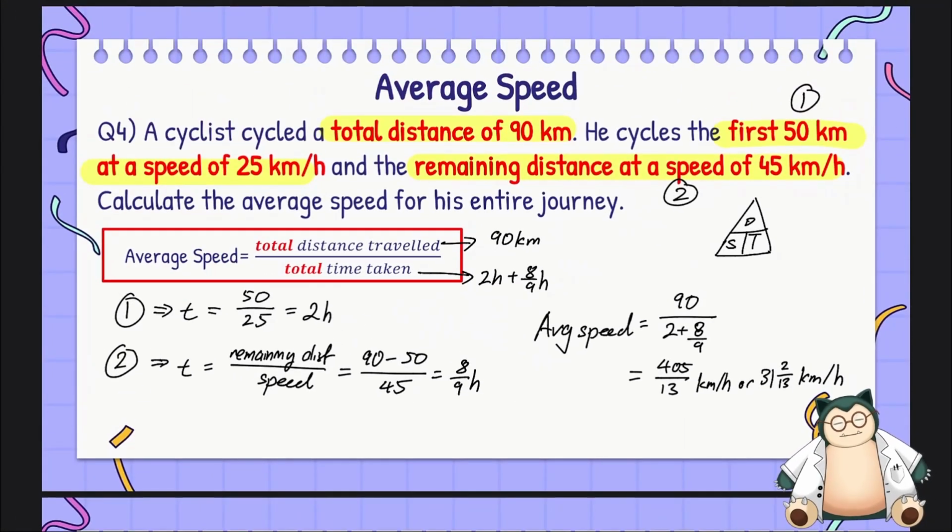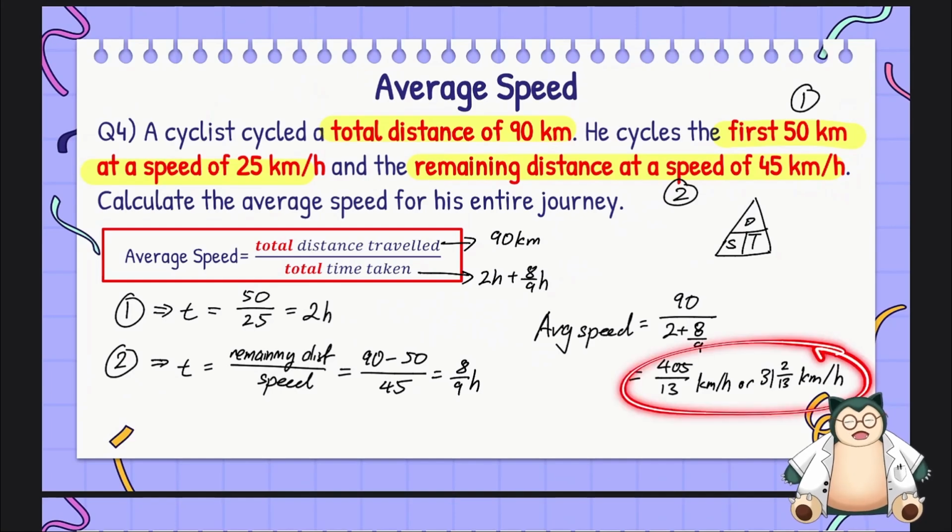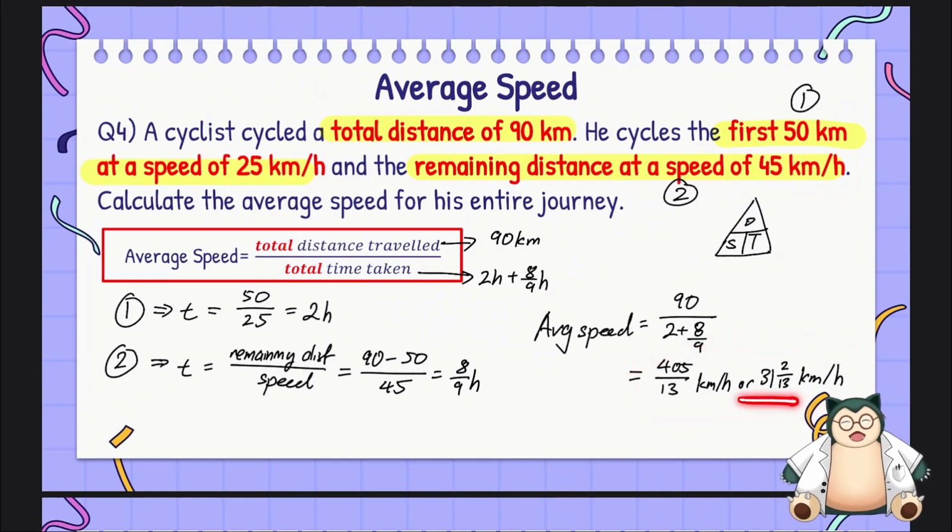Okay, so notice that our average speed of 31 2/13 km per hour is actually just nice in between the two speeds given in the question, 25 km per hour and 45 km per hour, which makes total sense because our average speed should lie somewhere in between both of the speeds.